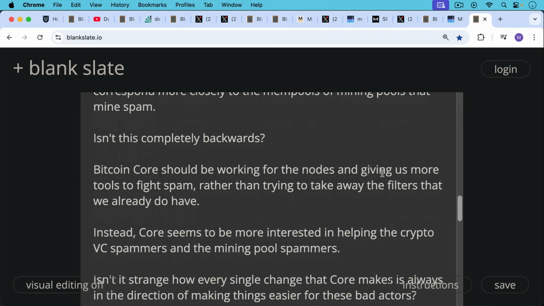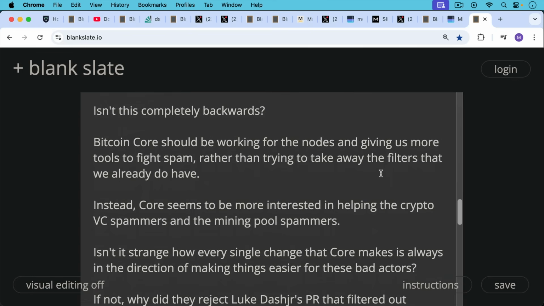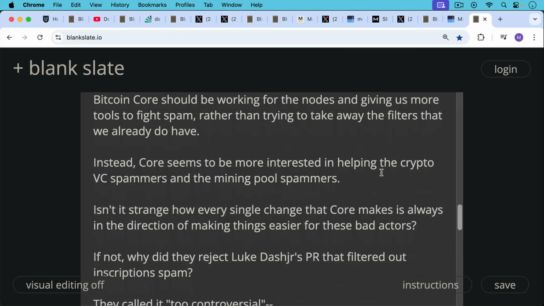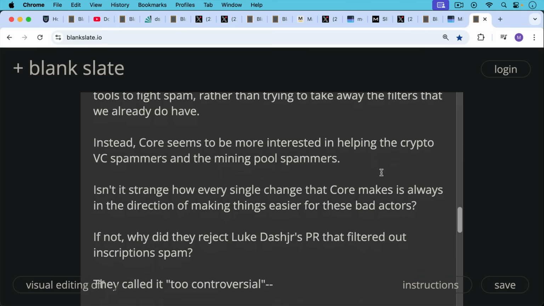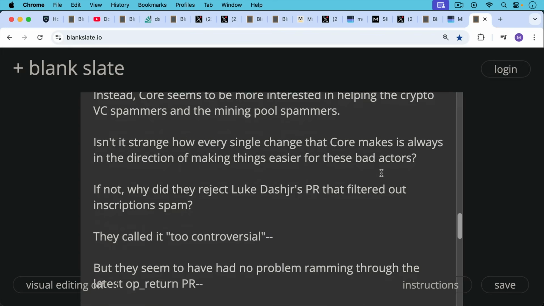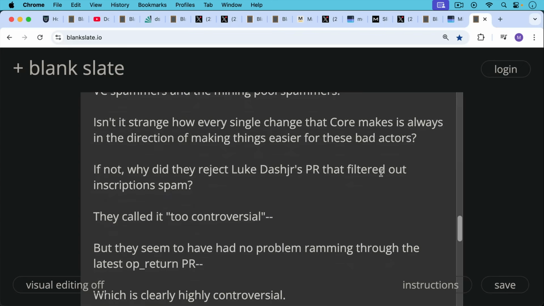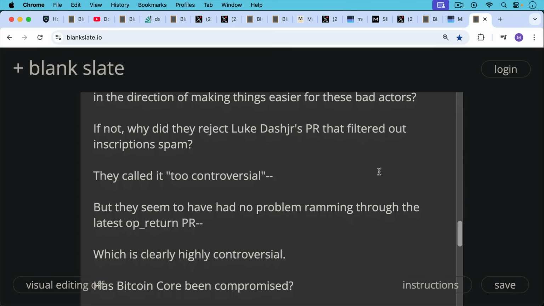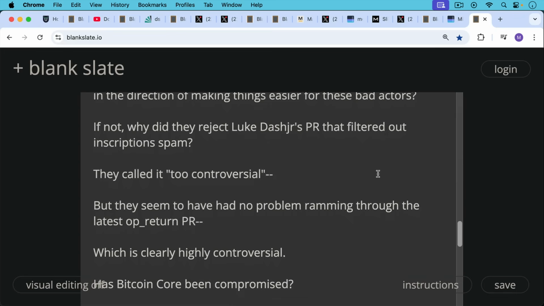Instead, Core seems to be more interested in helping the crypto VC spammers and the mining pool spammers. And I'd say, isn't it strange how every single change that Core makes is always in the direction of making things easier for these bad actors? If not, why did they reject Luke Dashjr's pull request that filtered out inscription spam? At the time, they called it quote-unquote too controversial, but they seem to have had no problem ramming through the latest upper-turn pull request, which is clearly highly controversial.